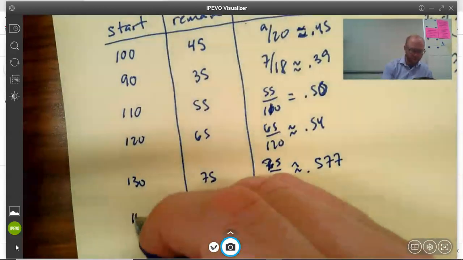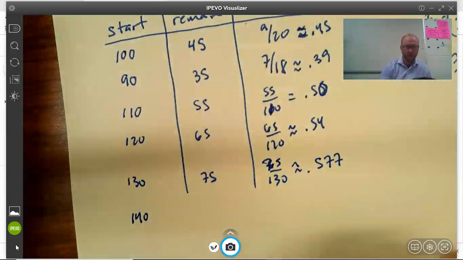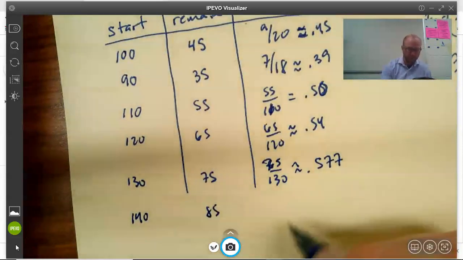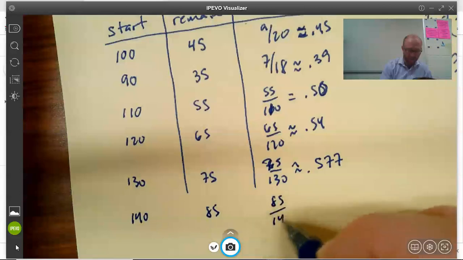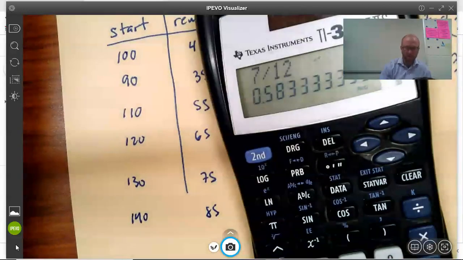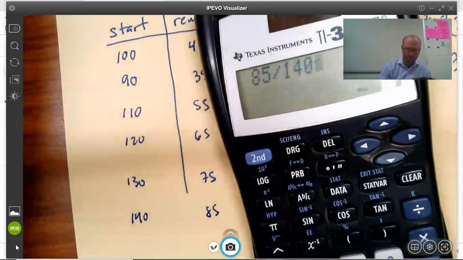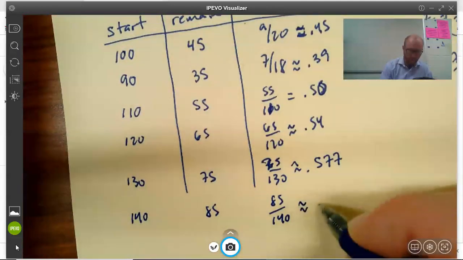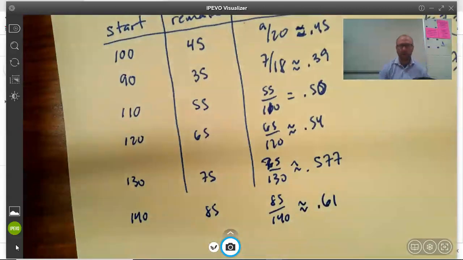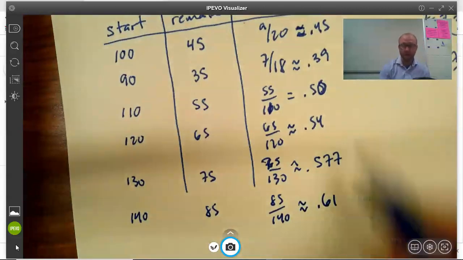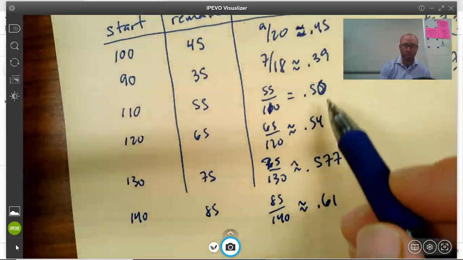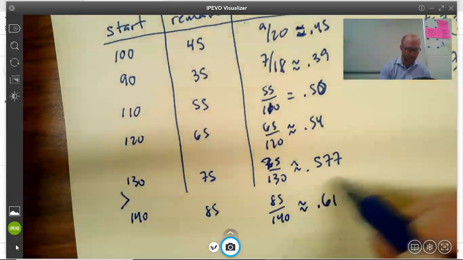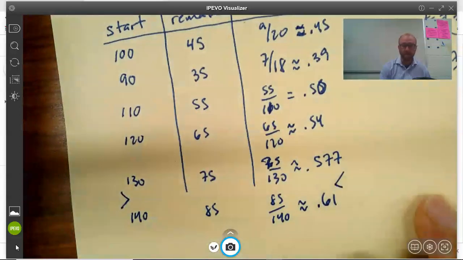Let's try 140. Let's see, 140 would leave us with 85 remaining. 85 out of 140. So let's go 85 divided by 140, 0.61 approximately. Okay, so here's where we've overshot it. Our portion remaining was getting bigger and bigger, and then we overshot it. So we're somewhere in here.